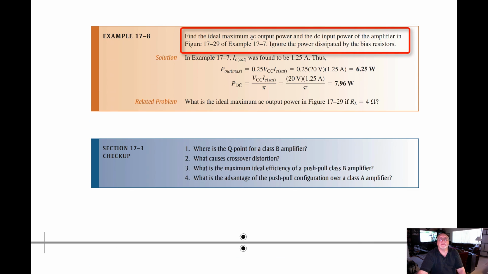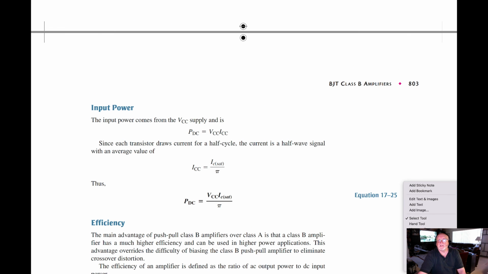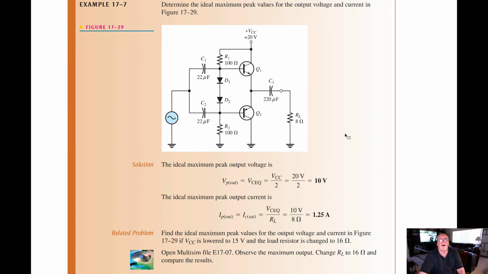Find the ideal maximum AC power output and DC power input of the amplifier in figure 17-29 of example 17.7. Ignore the power dissipated by the bias transistor. So if we go back to 729, let's see what this will take. 729, there we go. So there are our values for example 17.7.